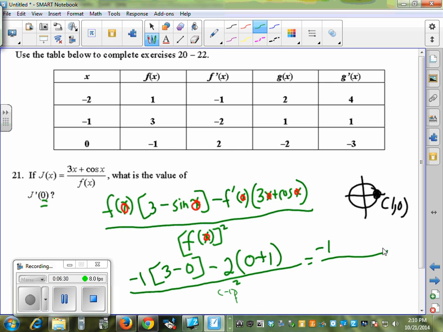So doing our order of operations, that's -1 times 3 minus 2 times 1 over 1. And that's going to be -3 minus 2. At this time, we will call our red ribbon number winners. -5.